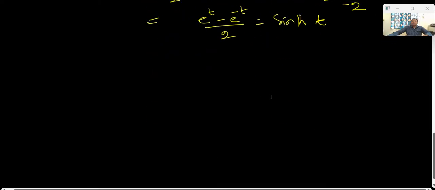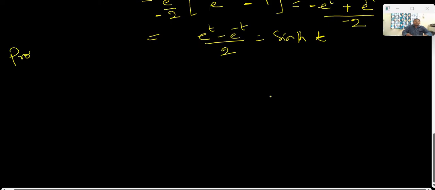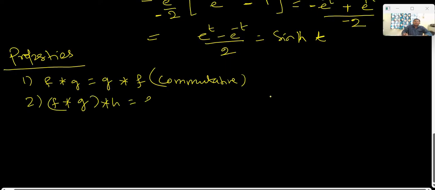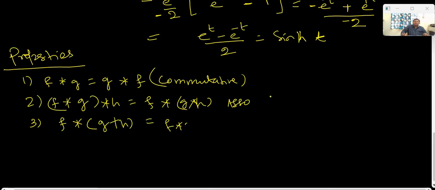Now coming to the properties of convolution. You have f convolution g is g convolution f. This property is called the commutative property. Similarly, it is associative: f convolution g convolution h is f convolution g convolution h. This is your associative property. Similarly, it is also distributive: f convolution g plus h is f convolution g plus f convolution h. It is a distributive property.